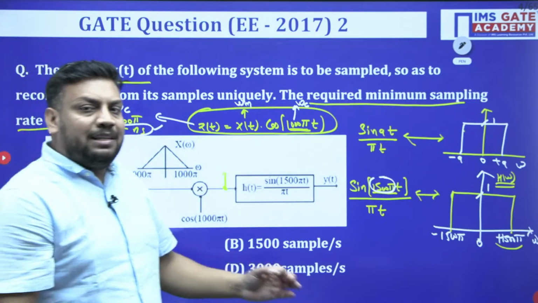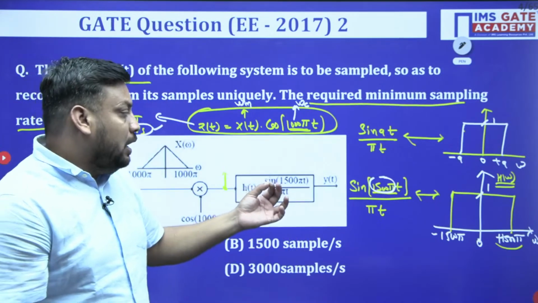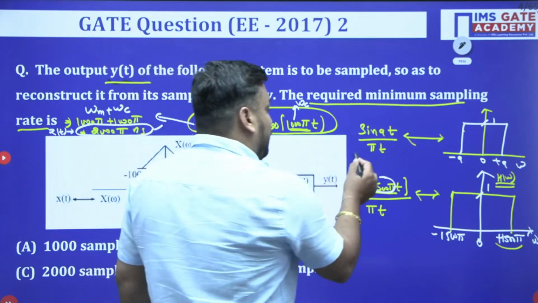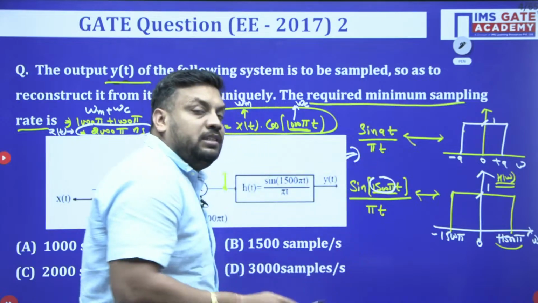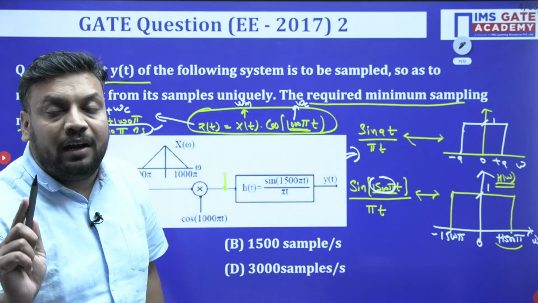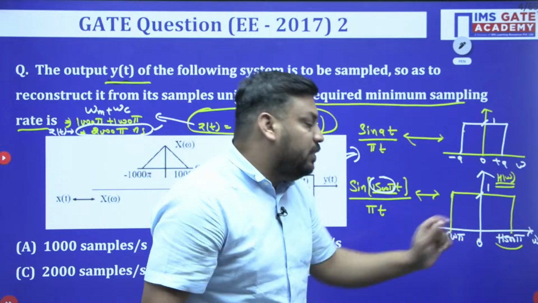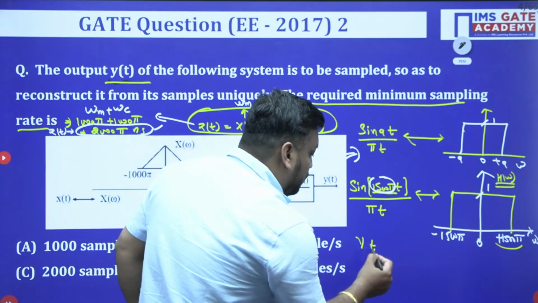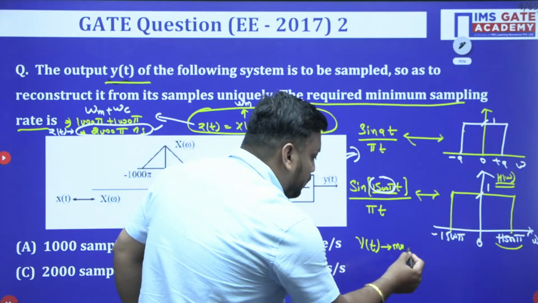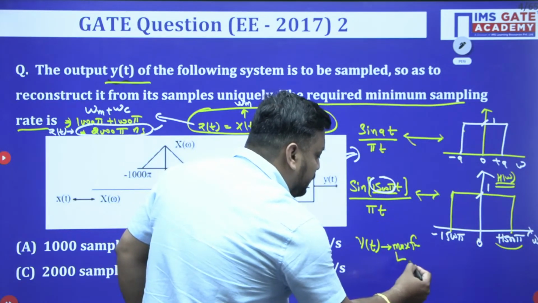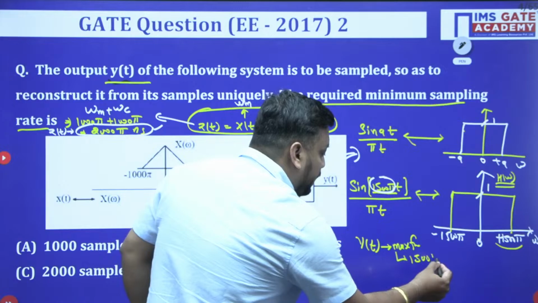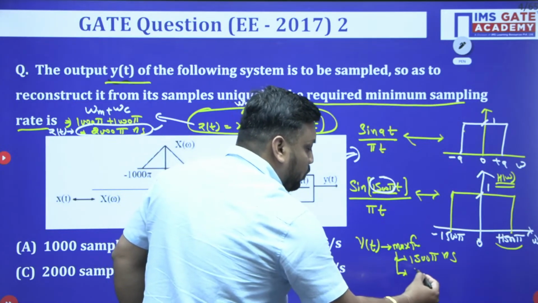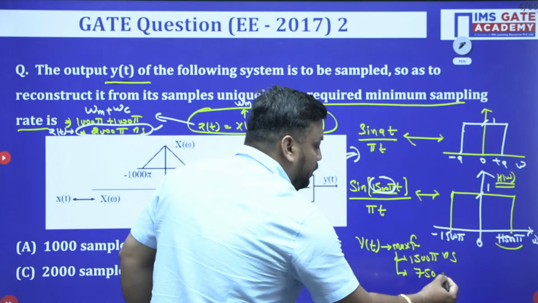Now tell me, what is the maximum frequency at output y(t)? It will be only 1500 pi. It means we can say that the output maximum frequency will be 1500 pi radian per second. If I divide by 2 pi, it will be 750 hertz.